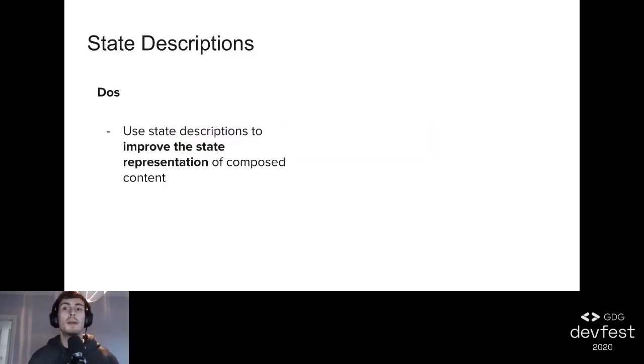So from this example, we have seen that we can use state descriptions to add context to the current representation of state, allowing us to expand on a simple on-off status of a component, allowing our users to understand state quicker with much less friction.